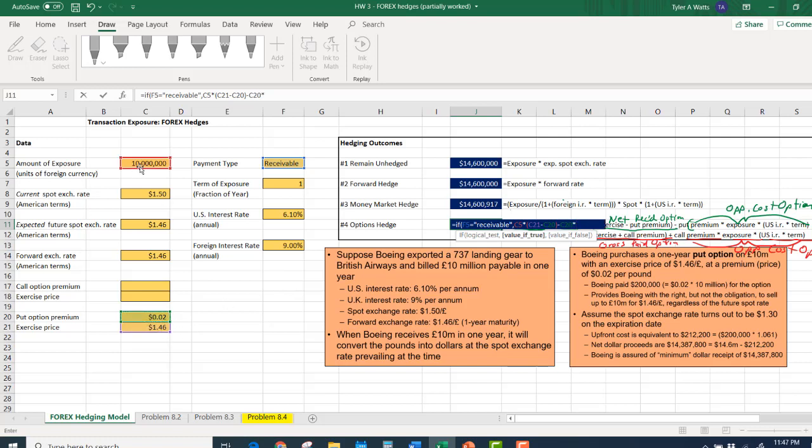times the exposure, so that would be the total we paid for the option, and then that's going to be times the US interest rate times the term, all of that in parentheses, and that represents the opportunity cost. This entire piece over here represents the opportunity cost of the option. Okay, so that whole thing is the value if true for the option, comma. Now we need a value if false for the option. So what I like to do here, now we could just run the bottom line here, because if it's not receivable, it's going to be payable, right?